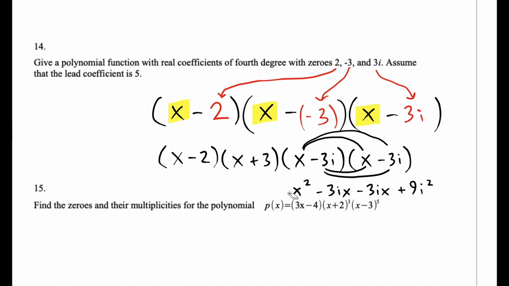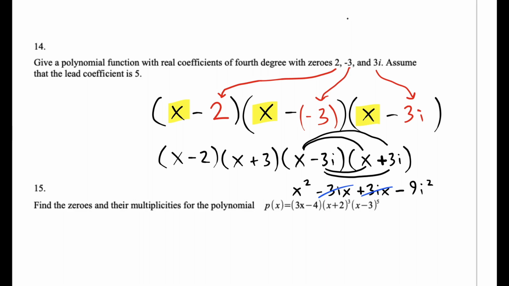So what we have to do to fix this is to change the sign of one of these. If we do that, we'll end up with a plus here and a minus here. With this approach, the 3ix's would actually cancel. And so this is exactly what we need in order to achieve real coefficients.